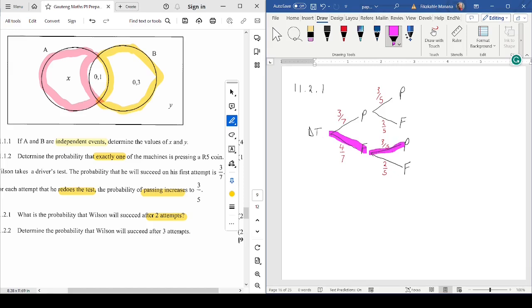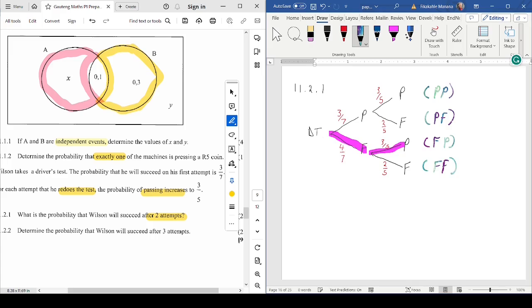That's the one that we follow on the tree. If you don't like to write it like that, then write it like this. This first level here is pass, pass. This one is pass, fail. This one is fail, pass. And then the last one is fail, fail. Okay, look at that.